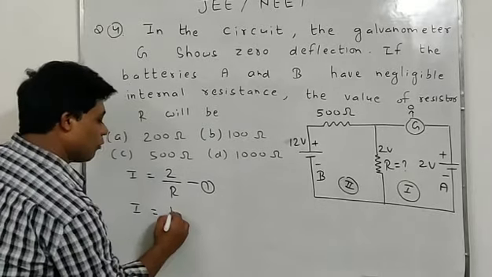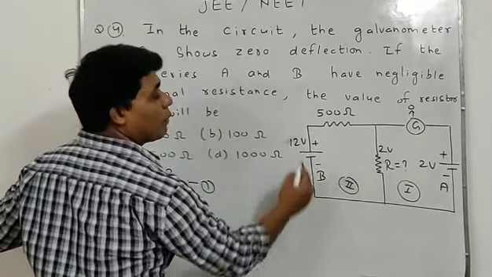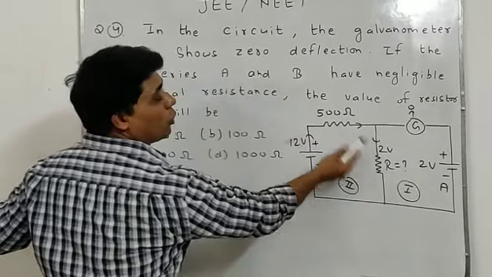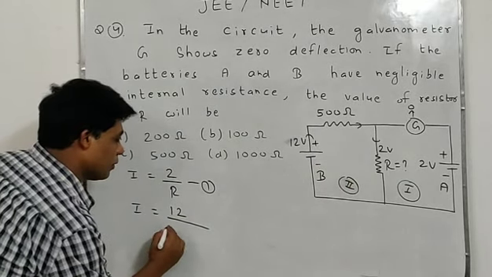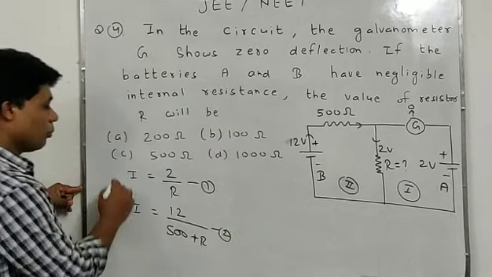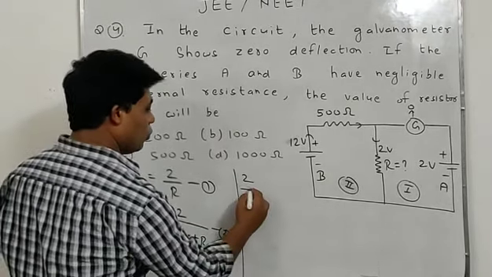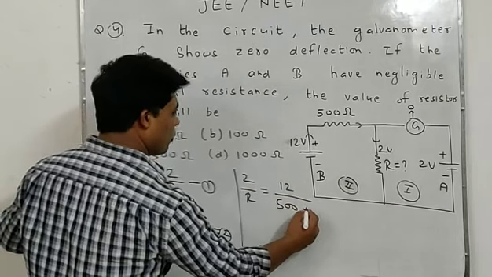So what should be the current for the second? This time we have 12 volt in this portion, and when the current flows, equal current flows in both the resistances. So both 500 and R are in series, so the total resistance will be 500 plus R. Equation second. Both are showing the current. Compare first and second: 2 by R equals 12 by 500 plus R.